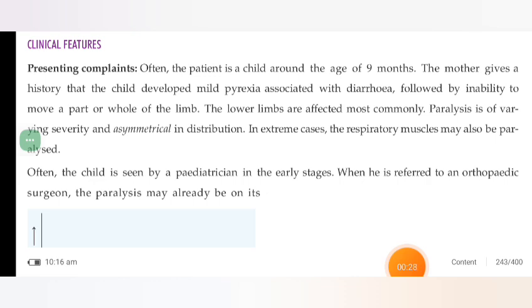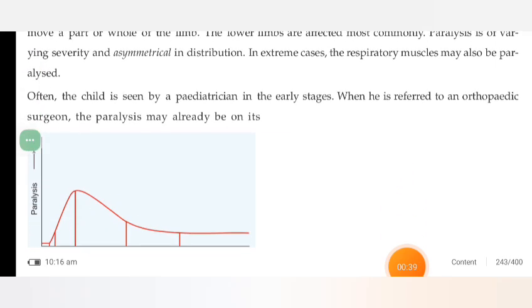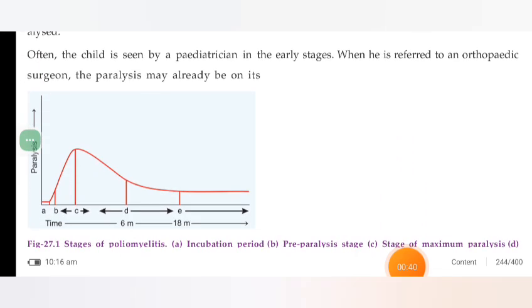Paralysis is of varying severity and is symmetrical in distribution. In extreme cases, the respiratory muscles may also be paralyzed. Often the child is seen by a pediatrician in the early stages. When he is referred to an orthopedic surgeon, the paralysis may already be on its way to recovery.